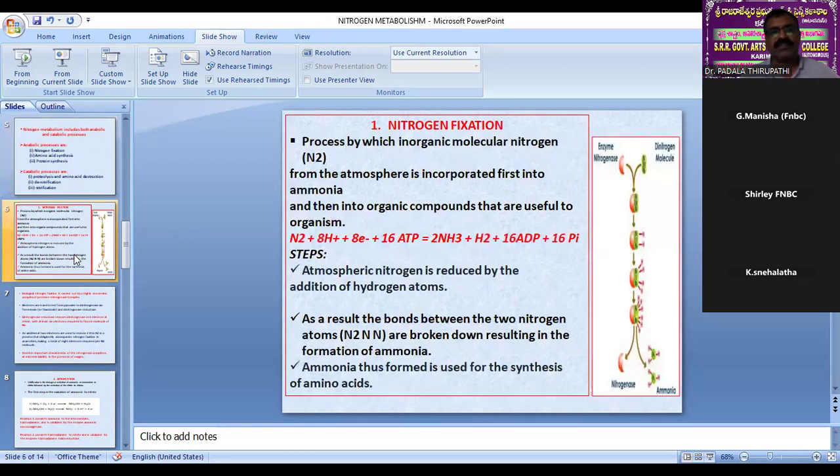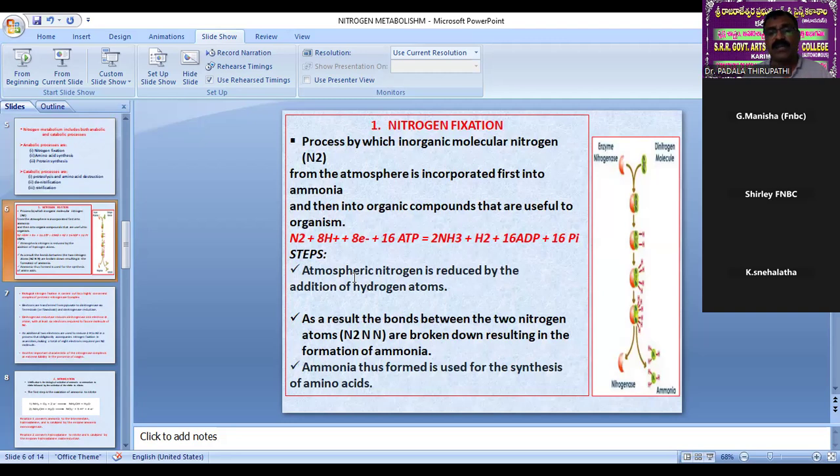Then the nitrogen fixation. What do you understand about fixation? Fixation means converting the molecular state of nitrogen, which is available in gaseous form in the atmosphere, into usable forms of nitrogen in the soil, by a physical process, a chemical process, or the involvement of microorganisms. That is what we call biological nitrogen fixation. So in this slide, we observe the process of nitrogen fixation.